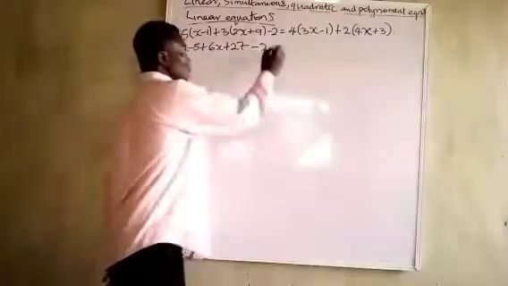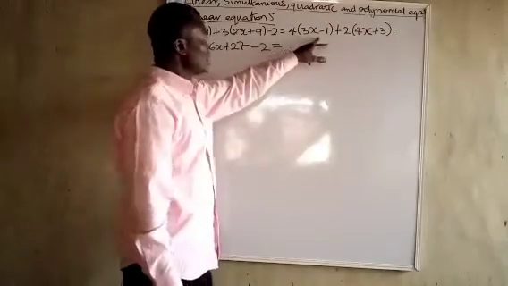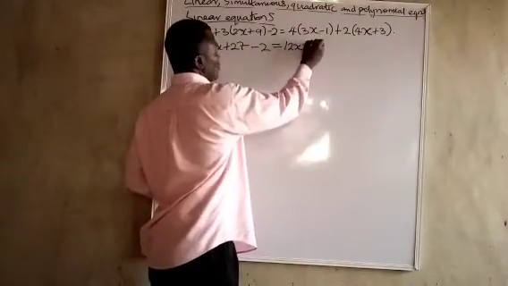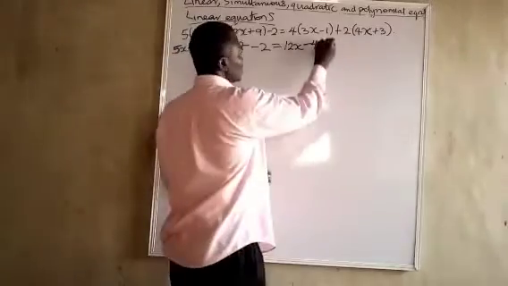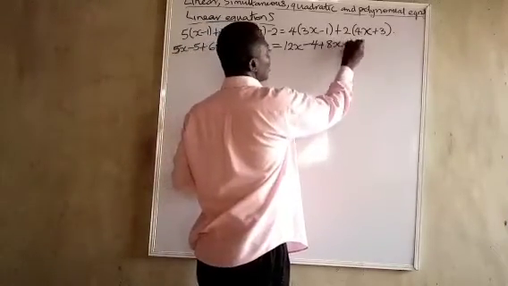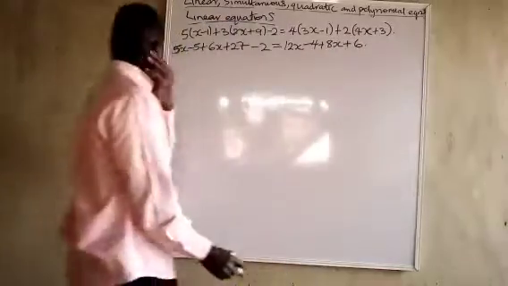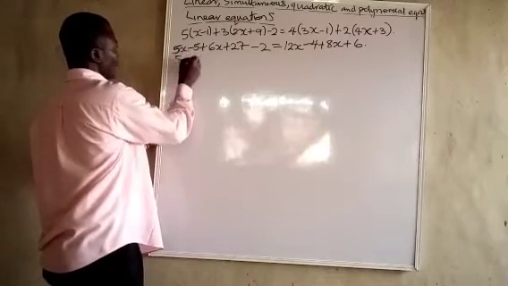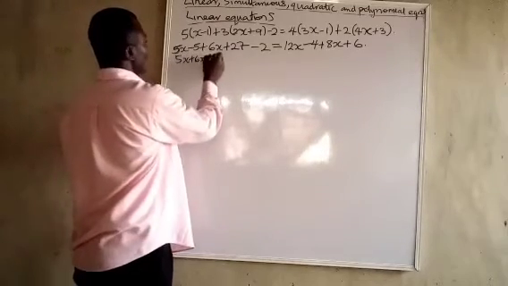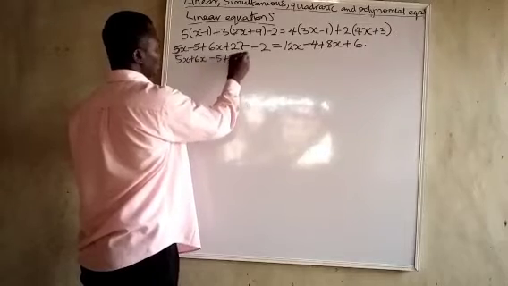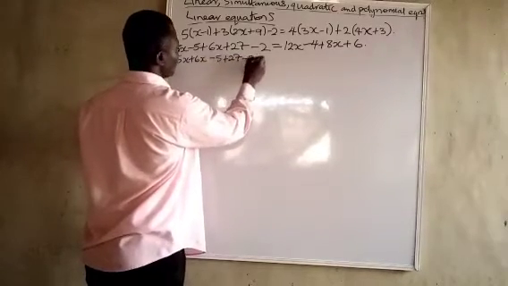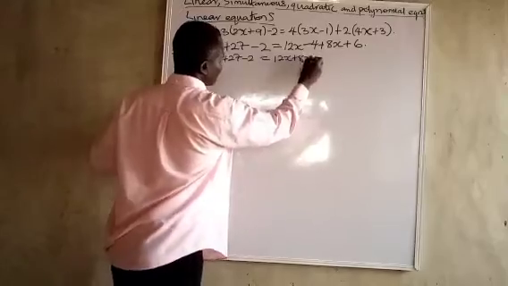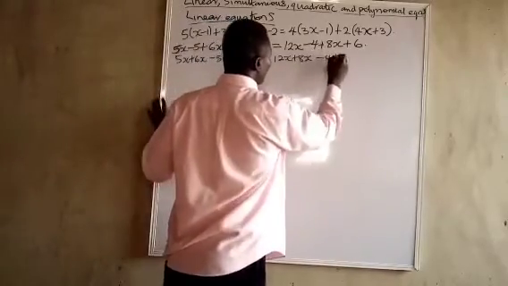So here, we have 4 into 3x minus 1. So 4 times 3x, that's 12x minus 4. This one is 8x plus 6. Now from here, I can gather like terms. I have 5x and 6x, minus 5 plus 27, minus 2, is equal to this one, 12x plus 8x minus 4 plus 6.